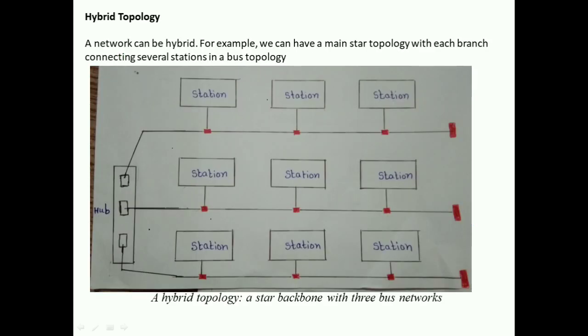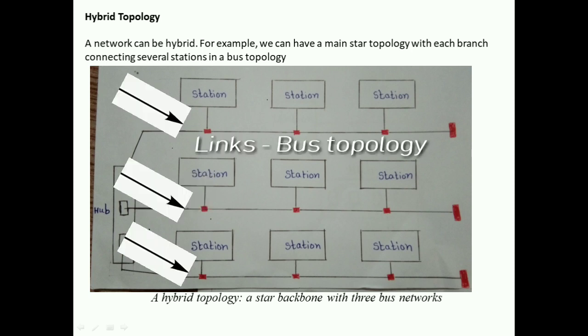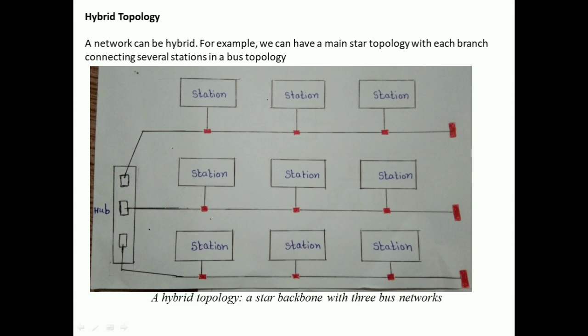Okay, so next, coming to the hybrid topology. This is the last type of topology, wherein the complete network can have more than one type of topology. That is, a network can be hybrid. For example, we have a main star topology, wherein again these links have a bus topology. So this is a hybrid topology which consists of a star topology, and in turn these links have bus topology. This is an example of a hybrid topology where we have a star backbone with 3 bus networks. So these are all about the different types of network topologies.